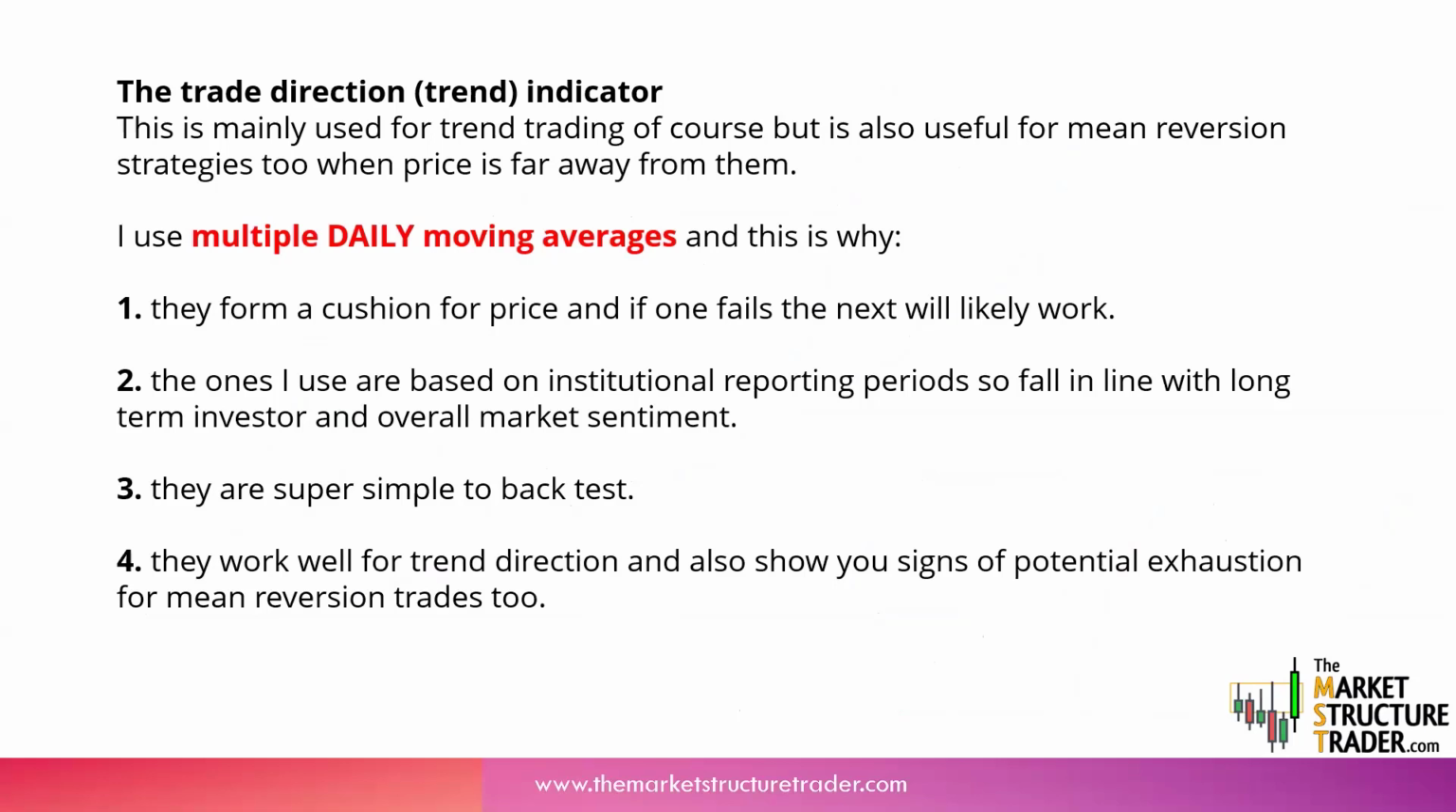Okay, I use multiple daily moving averages. Okay, and this is why. So the multiple daily moving averages form a cushion for price. And if one of them fails, the next one at some point will likely work. All right. So by using multiple moving averages rather than just one, it gives you a cushion so that you can see how strong a pullback in a trend is based on whether the first one has been violated or the second one has been violated. And I'll show you them in a second, they make more sense.